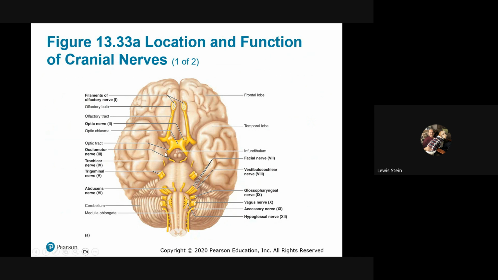It's a chiasm because it crosses over about 90-10. 90% of the fibers from the right eye go to the left, and from the left eye go to the right. About 10% do not. That affords us what we call stereoscopic vision, basically being able to have depth perception.